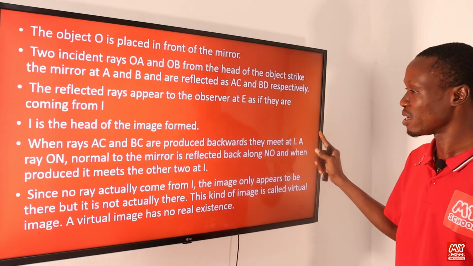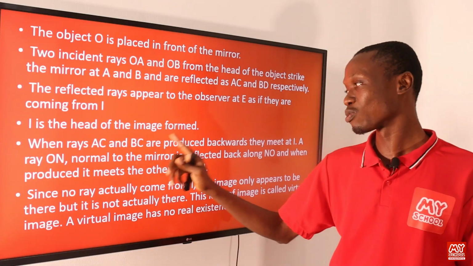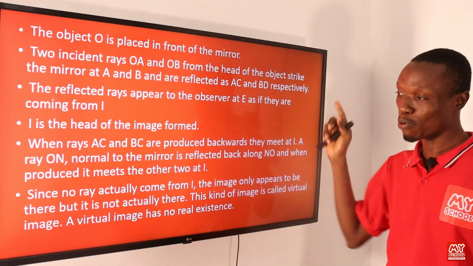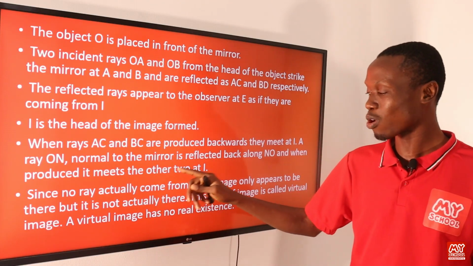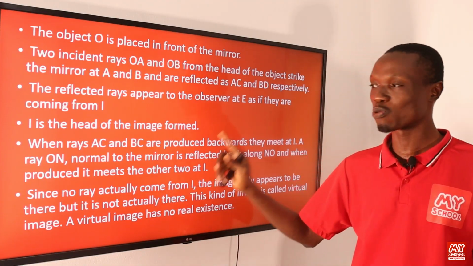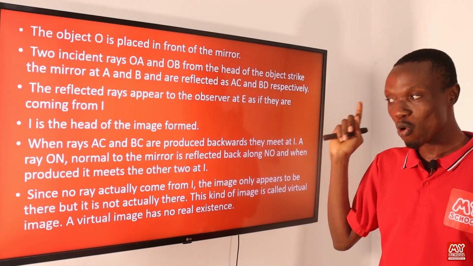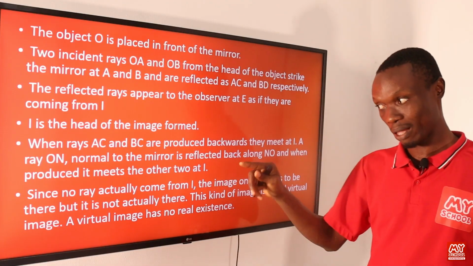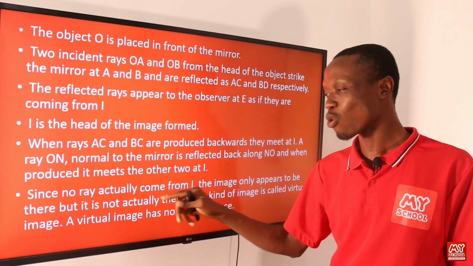Now, there's another ray. A ray ON, normal to the mirror, is reflected back along ON, and when produced, it meets the other 2 at I. Since no ray actually comes from I, the image only appears to be there, but it is not actually there.